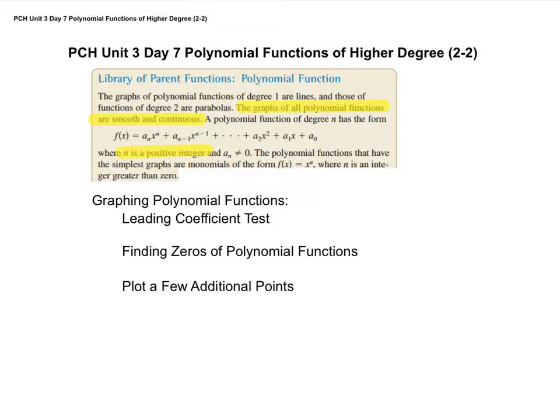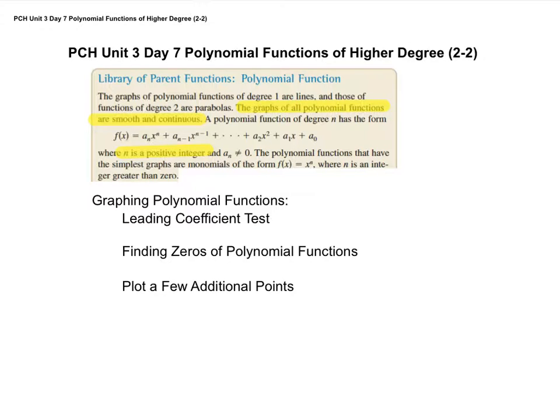Alright, so when we're talking about polynomials that are more than just quadratics, higher degree, we're talking about cubics or quartics or quintics. Everything we're talking about also does apply to quadratics, and in fact it even applies to linear functions.